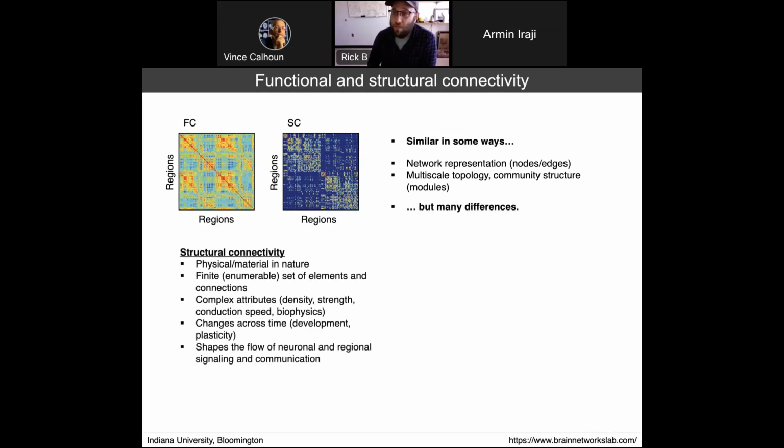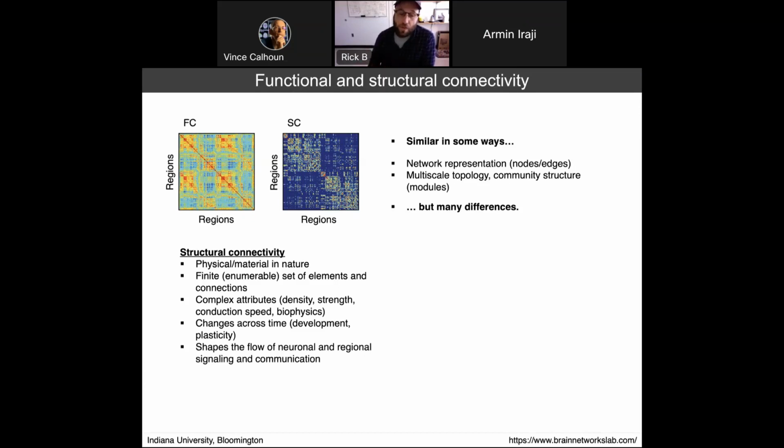Structural connectivity is physical and material in nature. In principle, I will claim, at least over short time scales, the number of tracts, the number of white matter connections, is finite, and we can map them in their entirety and completeness. White matter connections and structural connectivity have complex biophysical attributes, such as density, strength, and conduction velocities, that are governed by biophysics. And structural connectivity does change, but it changes over long periods of time, generally speaking, over the course of development and aging, and with plasticity effects.